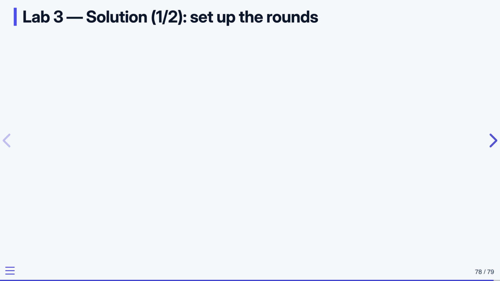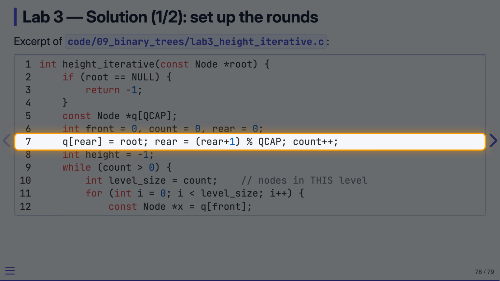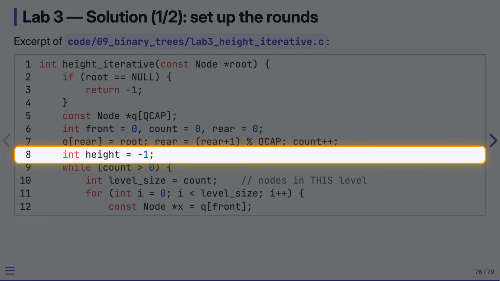Let us look at the iterative height together. You already know the recursive version, so we work through the level order form instead. First, the base case. If root is null, the tree is empty, so we return -1, matching the convention from earlier. We put the root into the queue. The queue now holds the first level, just the root. Height starts at -1, so an empty tree and a single node tree both come out right.